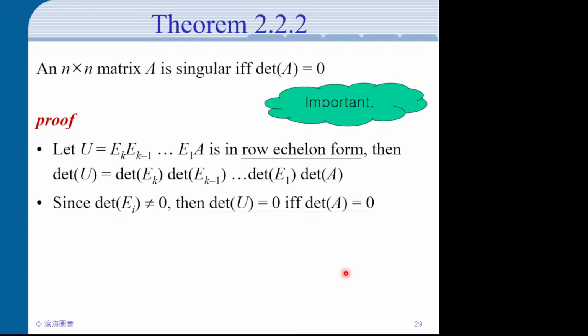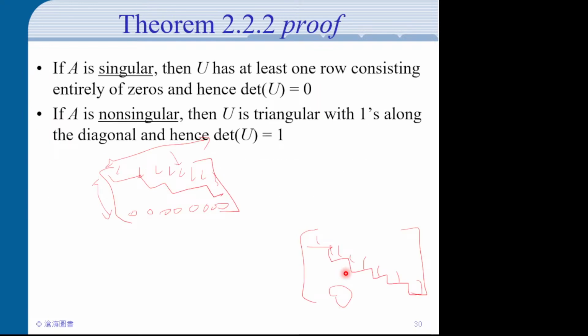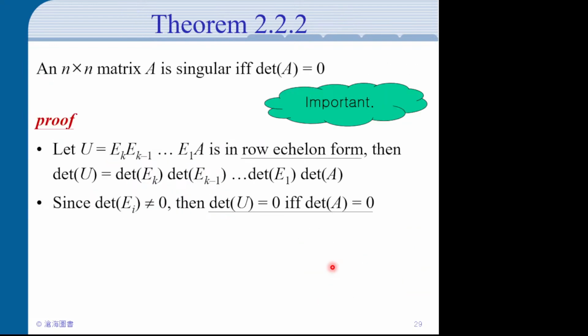If we do the reduced row echelon form, then it's even easier. But anyway, here is one of our big theorems. Even if you don't remember the proof, you must remember the result: A is singular if and only if the determinant of A equals 0. This you must memorize.